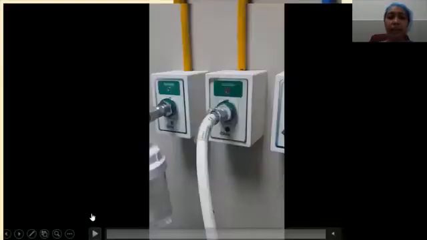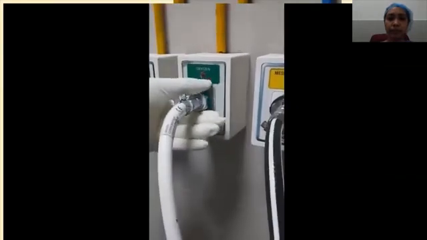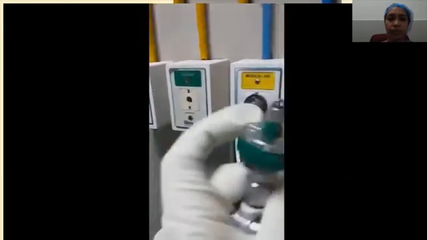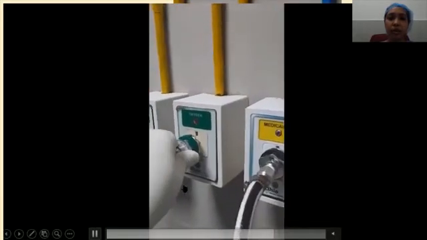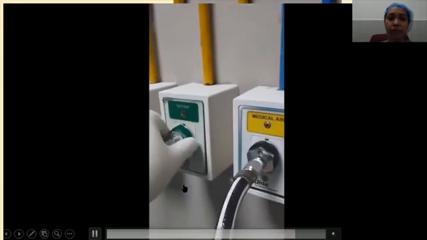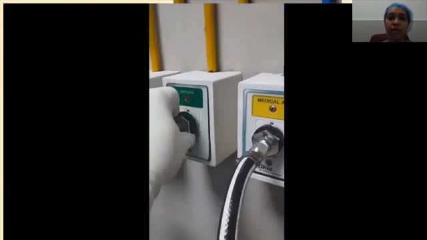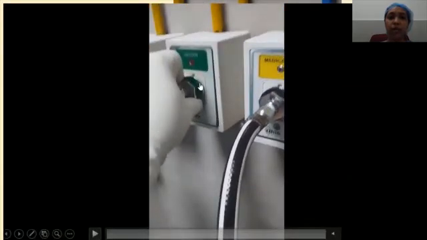A second type of wall mount which is available has this system. This is the system of the second type of the wall mount. The pipe is inserted into the hole on the wall, and in a circulatory movement, you fix the pipe to the wall mount of oxygen or medical air.